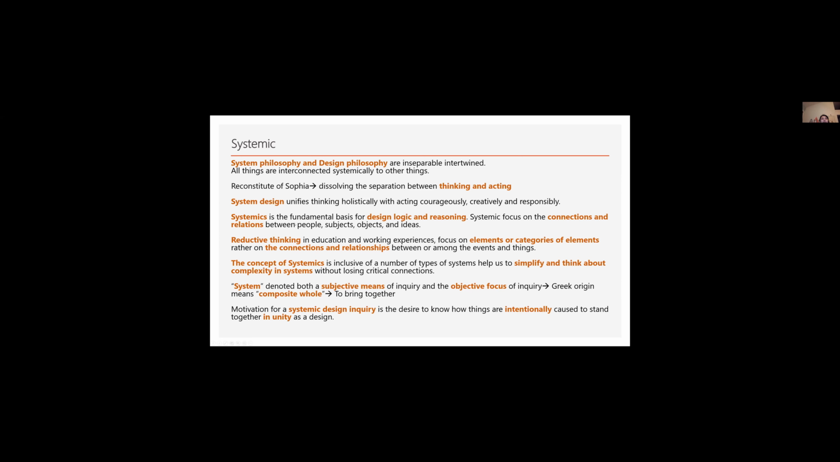Systematic is a fundamental basis for thinking, design logic, and reasoning. That's also very important. And this systematic is actually logical. It's about relationship. It's focused on connection and relations between people, subject, object, and idea. And I think it's very important to have a structure.